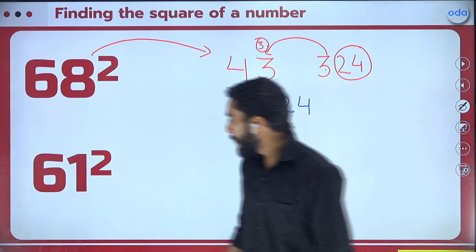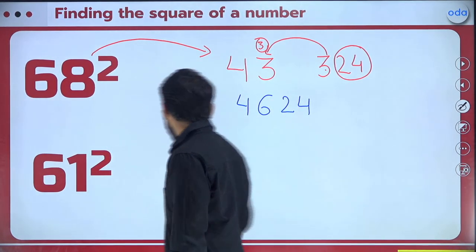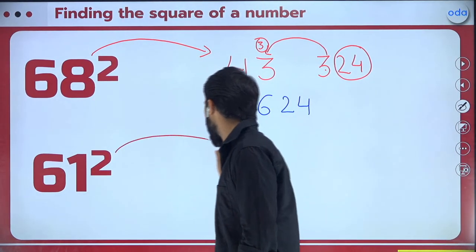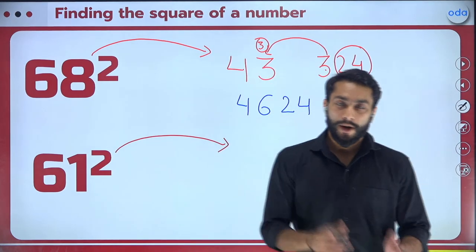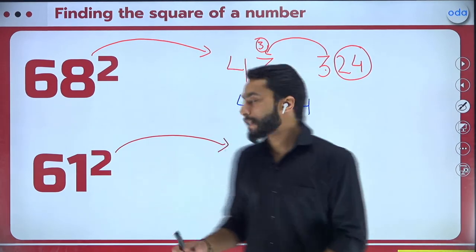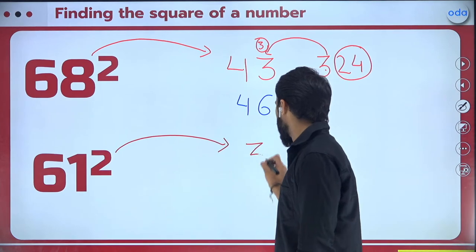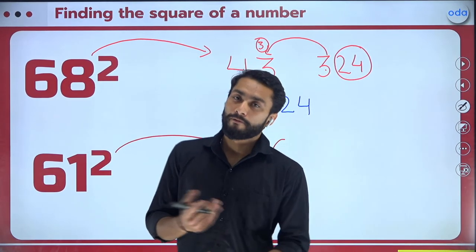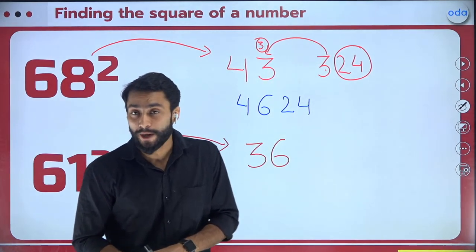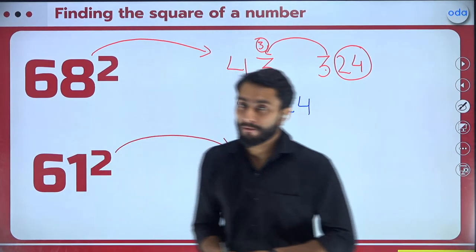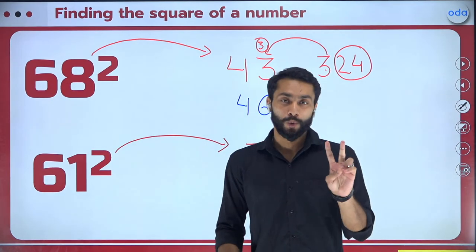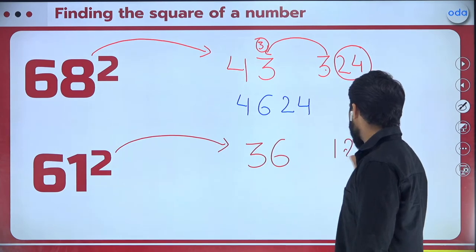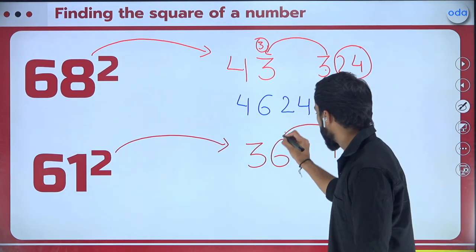All right? Similarly, we will do 61 square. How do we do 61 square? Very similar way. How far is this number from 25? So 25 plus 25 is 50. Add 11 is 36. That means the first two digits are 36. What about the last two digits? How far from 50? 11 away. What is 11 squared? 121, right? But we need how many digits? We need only two. Correct? That means that this extra one is the carry forward, right? This extra one is the carry forward.